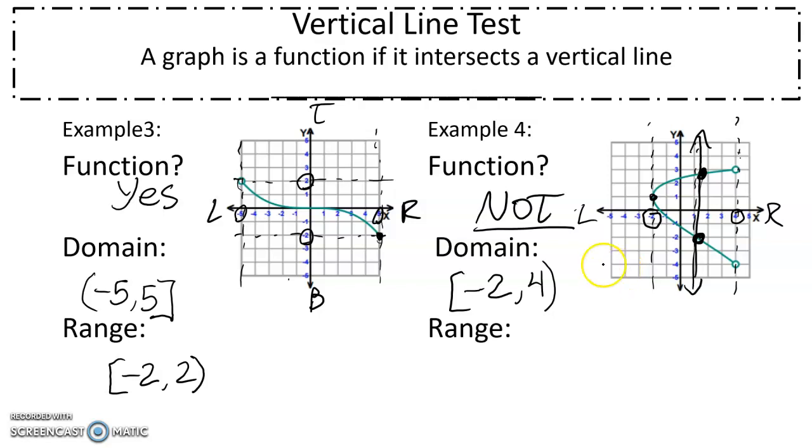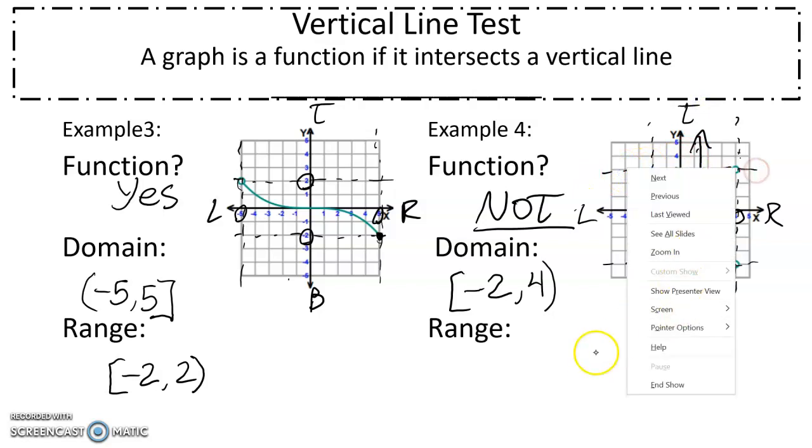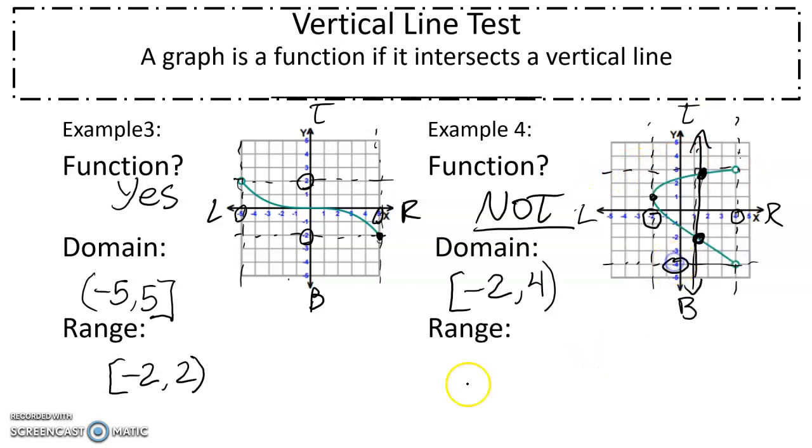And this one's kind of nice because then when we do the range, bottom point to top point, bottom point's going to be -4, top point's going to be +3. They're both open circles, so we put parentheses.